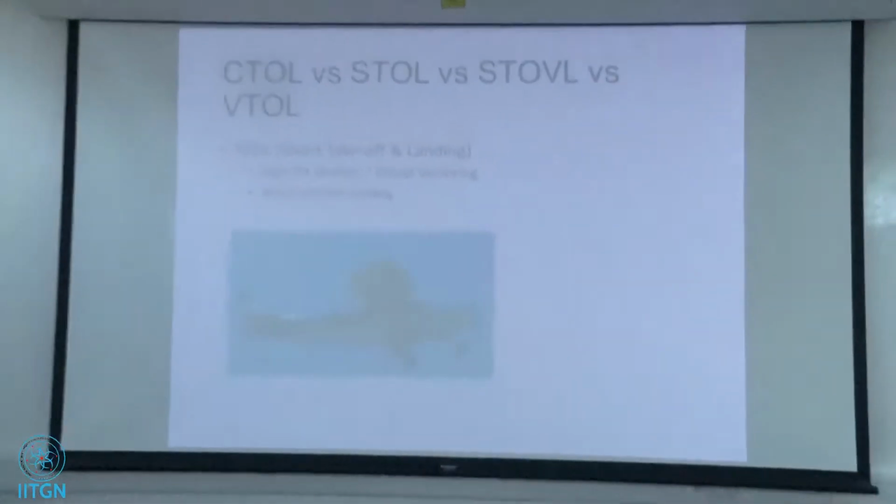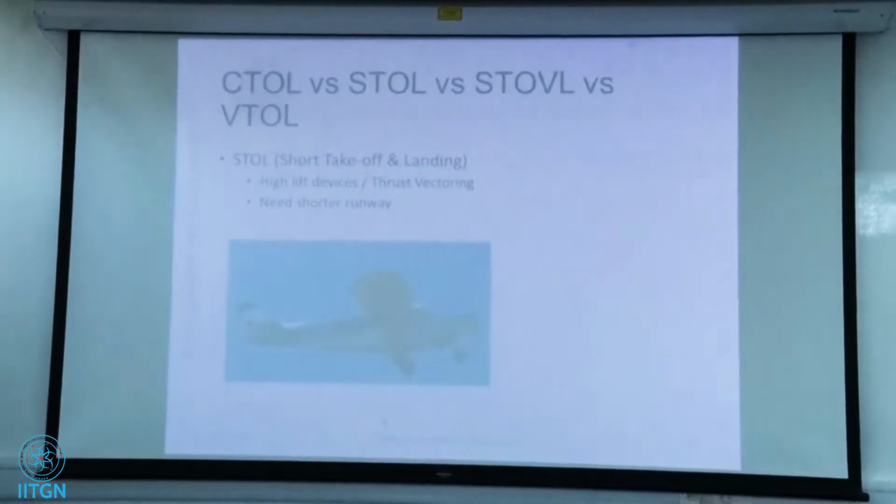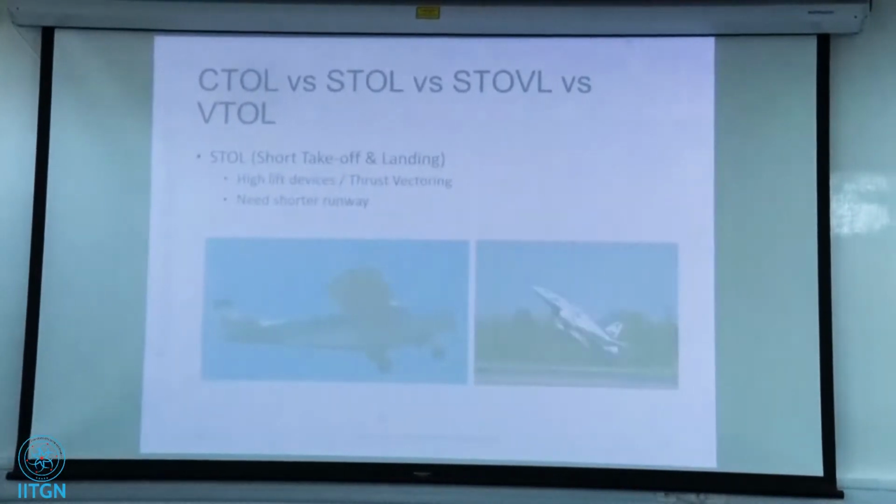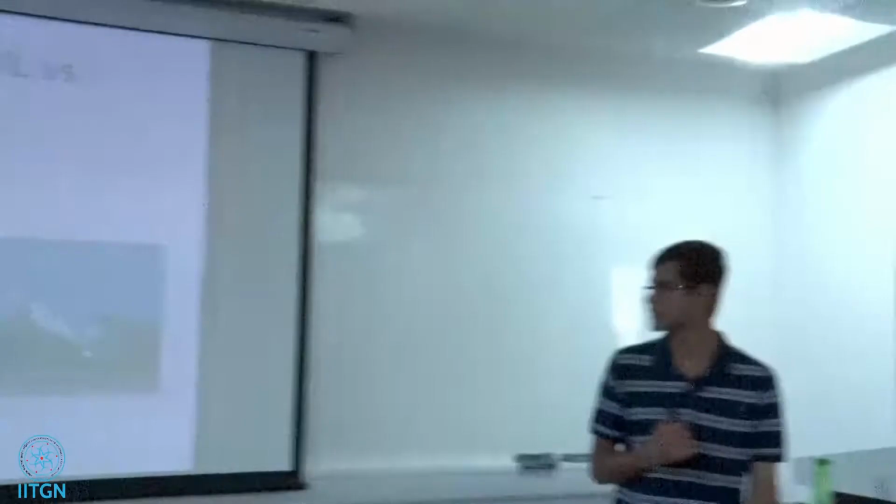The other classification is short takeoff and landing. These aircraft take only a fraction of what the conventional aircraft take for takeoff and landing. One of them is this not so nice looking aircraft. But the thing is, it is equipped with very high lift devices, due to which even by gaining a very small speed, it is able to generate enough lift to take off within a few meters of runway. The other way of doing short takeoffs is by thrust vectoring, and in this case, the thrust from the jet is vectored to give it an extra push to take off in very short distances.